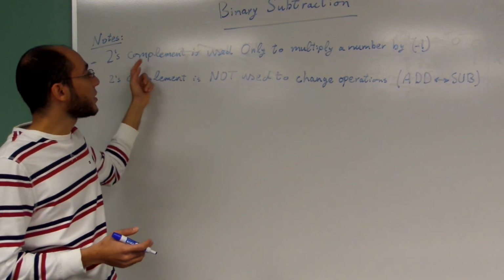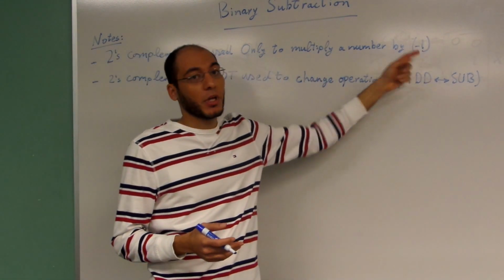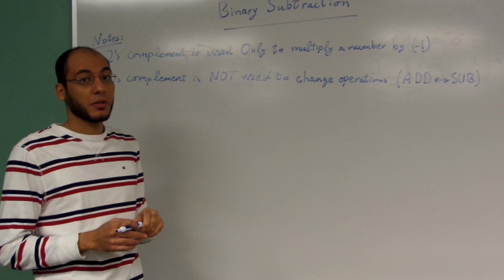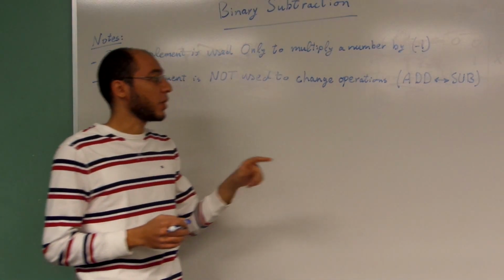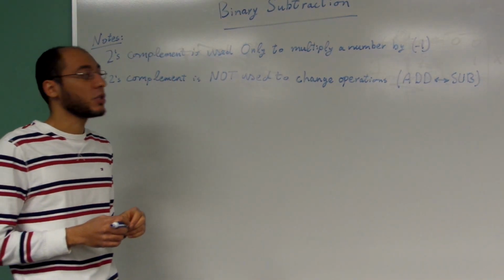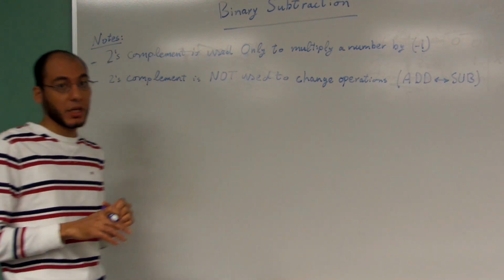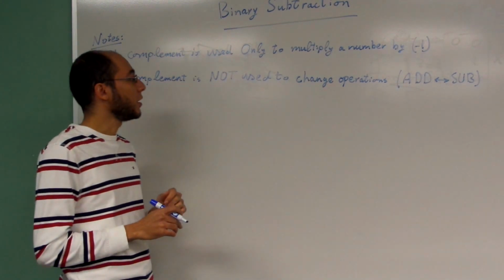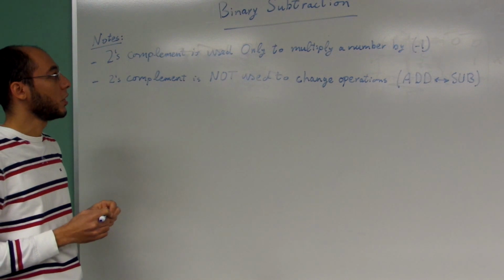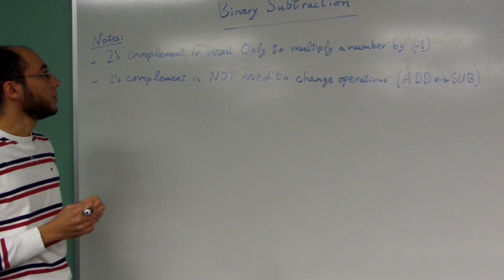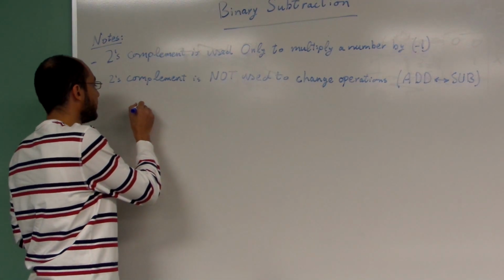2's complement has to be associated with multiplying by -1. It is not a reason for subtraction or addition. It is not a way, it is just a partial step. And I'll let you know the details in the examples that I'm going to show you today. Let's take an example.